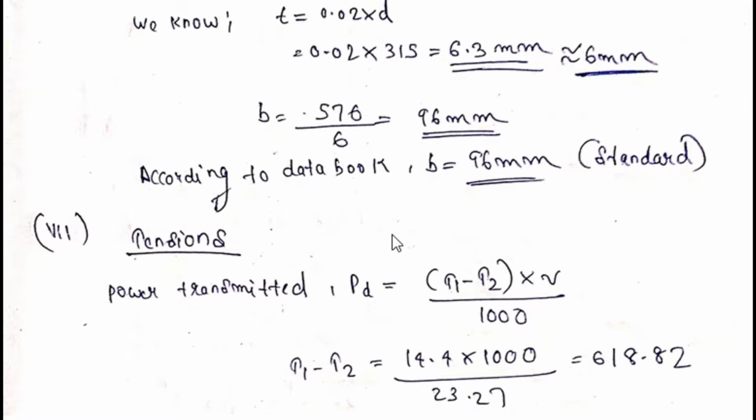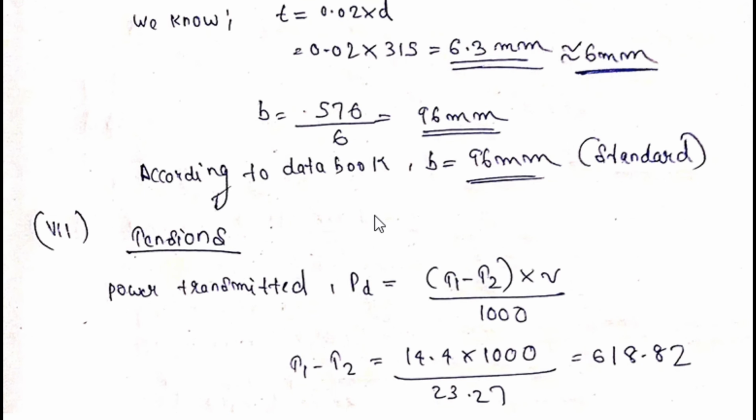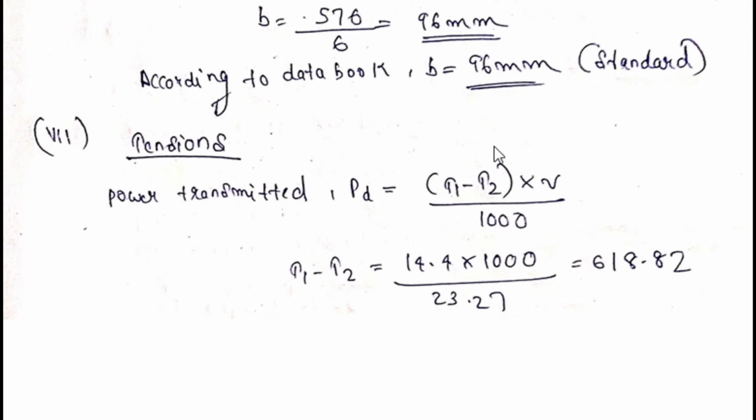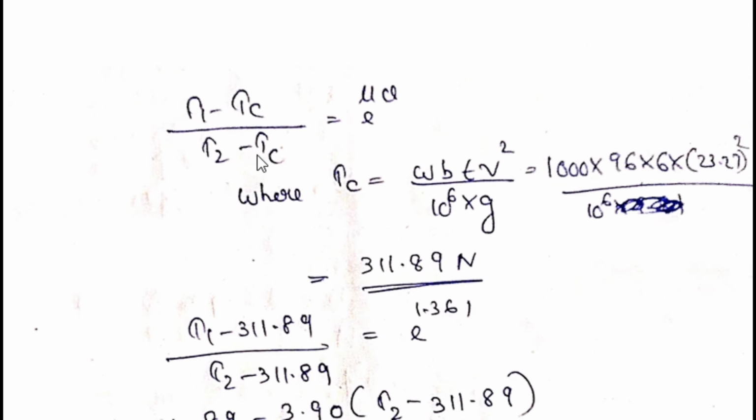The last thing in design problems you have to determine is the tension. We will be solving it by taking a couple of equations. First, this equation you can find in the data book: design stress equals T1 minus T2 into V by 1000. From that you can find the value of T1 minus T2. That will be one equation. Then there is another equation, also present in the data book: T1 minus Tc by T2 minus Tc equals e raised to mu theta. That Tc can be found out by this equation.